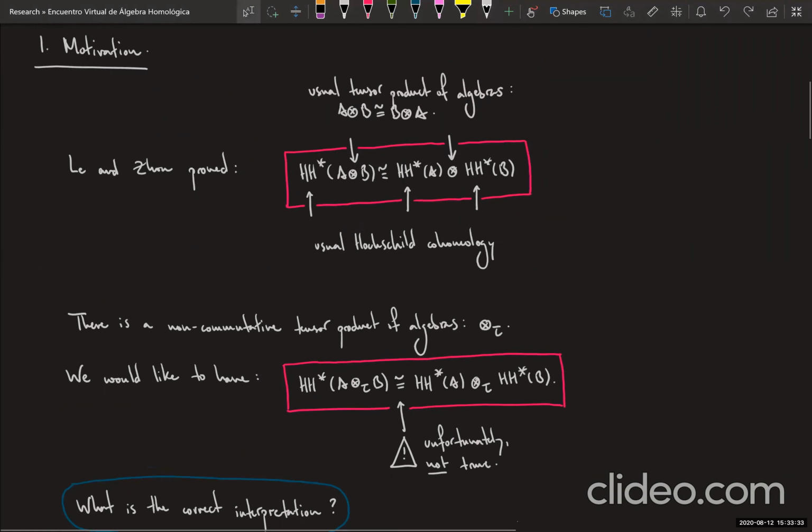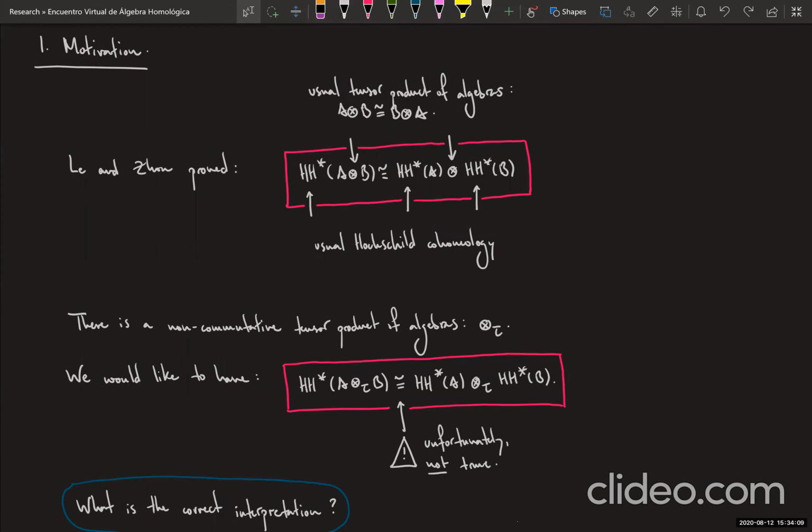So let's start with the motivation for our work. Back in 2014, Li and Zhou proved that the Hochschild cohomology of the usual tensor product of two algebras is isomorphic to the tensor product of the Hochschild cohomologies of these algebras. This tensor product is over the base field over which the algebras are a k-vector space, and the double H's are the usual Hochschild cohomology. Without getting too much into details, we'll review this in a bit.